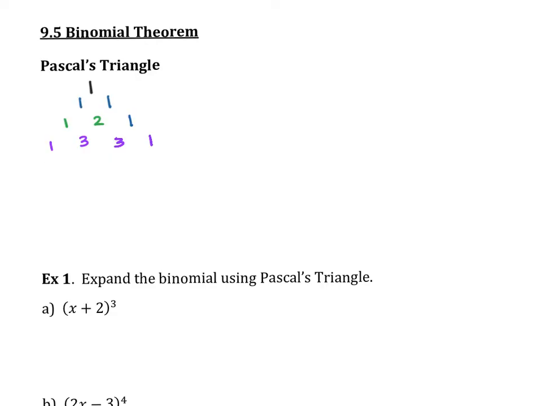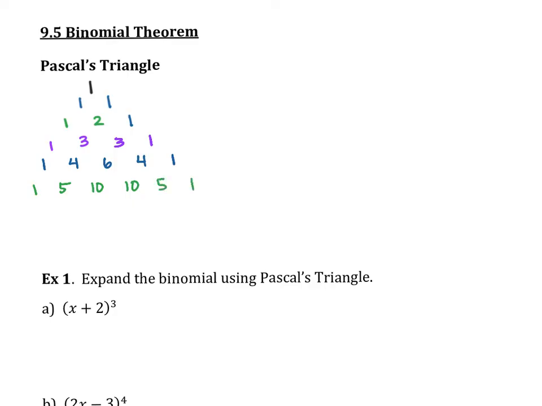Okay, so 1 on the edge. 1 plus 3 is 4. 3 plus 3 is 6. 3 plus 1 is 4. 1 on the edge. Let's do 1 more row. 1 on the edge. 1 plus 4 is 5. 4 plus 6 is 10. 6 plus 4 is 10. 4 plus 1 is 5. And then there's a 1 on the edge.